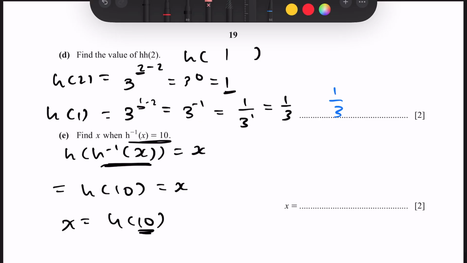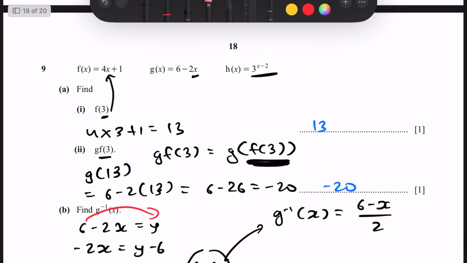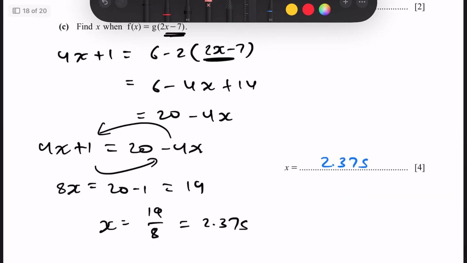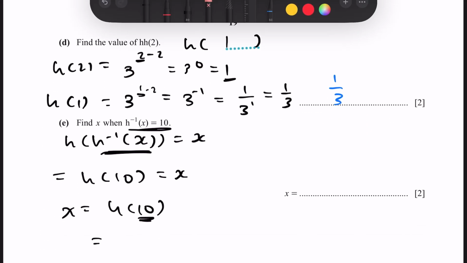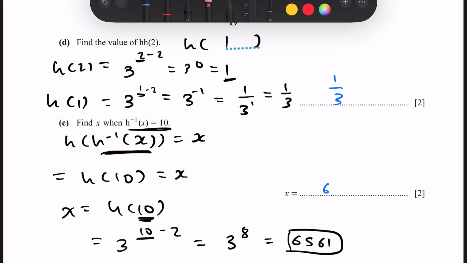So let's sub the value of 10 into x in h(x). And since h(x), as I said before, is 3 to the power of x minus 2, this is equal to 3 to the power of x, where x is 10 in this case, minus 2. So 3 to the power of 8. And this is equal to 6561. This is our final answer.